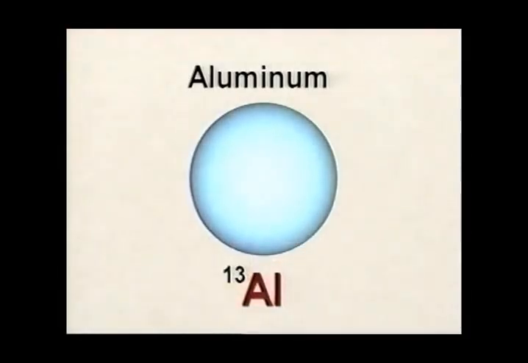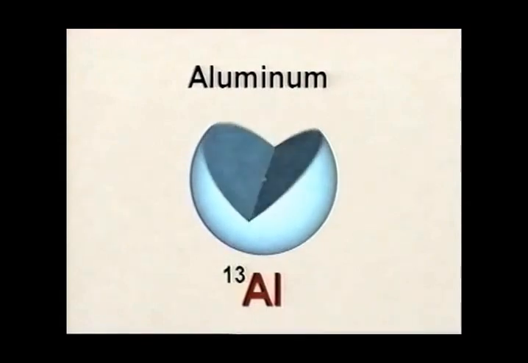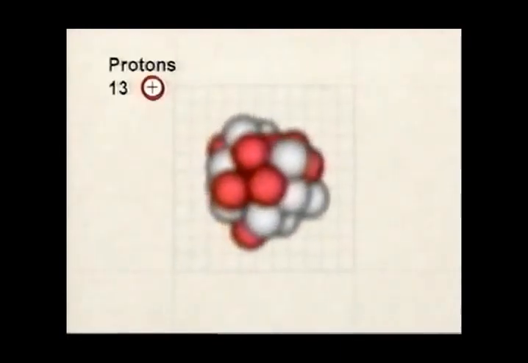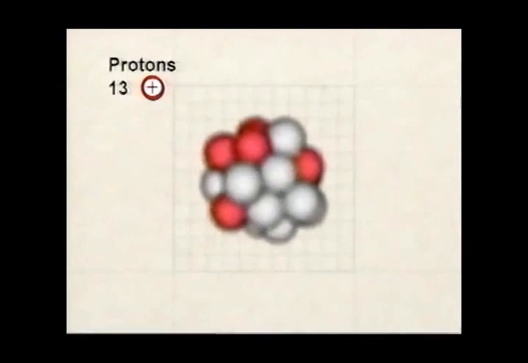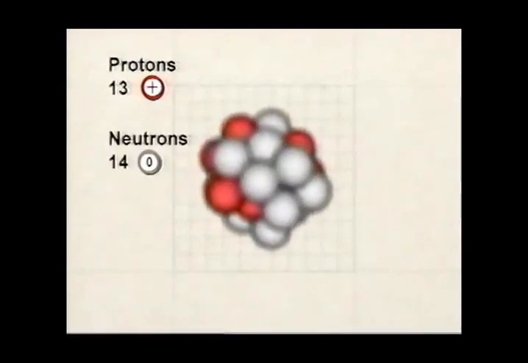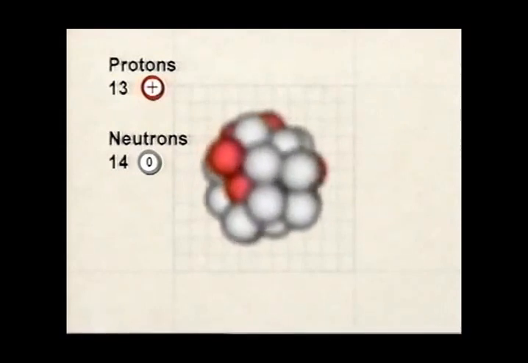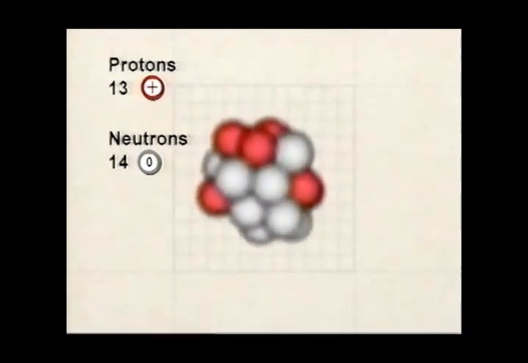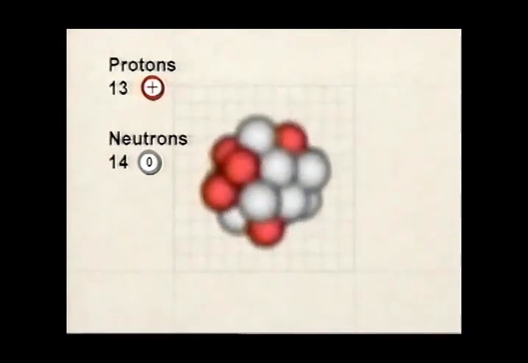Each atom of aluminum consists of a cloud of electrons surrounding a compact nucleus that contains almost all the atom's mass. In the most common form of aluminum, the nucleus has 13 positively charged protons and 14 uncharged neutrons. Aluminum has 13 negatively charged electrons to balance its 13 protons.